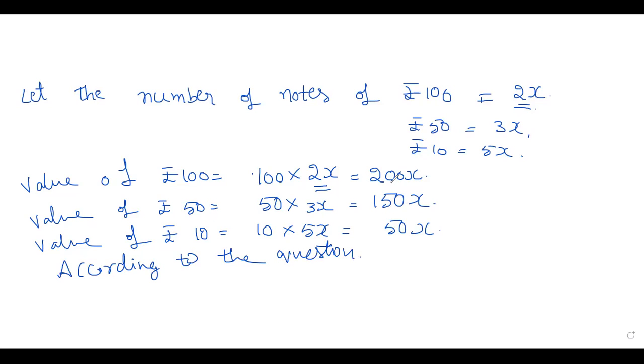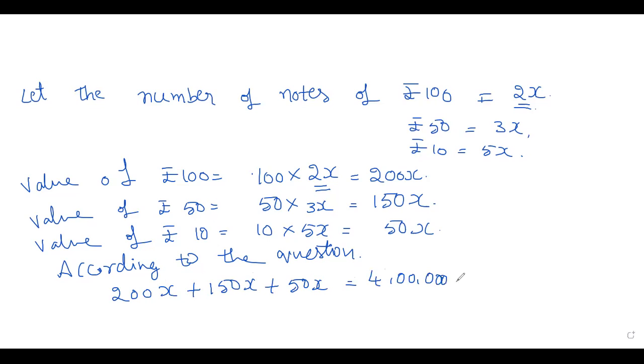So the sum of, see, these are the values of 100 rupees, 50 rupees, 10 rupees, the total amount is this, right? So if you add all this, we are getting 4 lakh. Okay, children. So 200x plus 150x plus 50x is equal to 4 lakh.